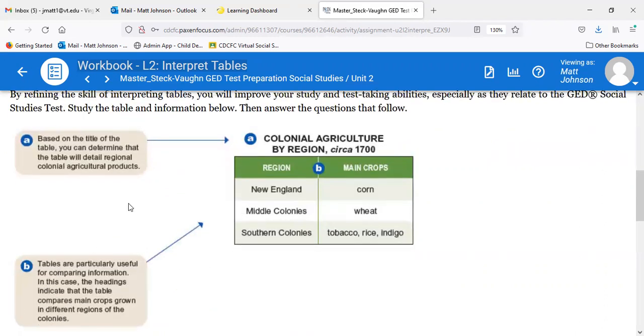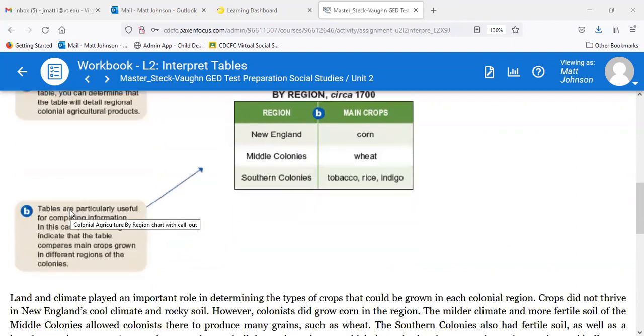And here, B says tables are particularly useful for comparing information. In this case, the headings indicate that the table compares main crops grown in different regions of the colonies. New England, the middle colonies, and southern colonies. And I think when we switch over here to the workbook, I'm going to make sure that you guys understand where those areas are a little more. We kind of somewhat understand when we're talking about New England, when we're talking about middle colonies is a little different. And of course, the southern colonies. So I'll pull up a map. We'll take a quick look. Okay.